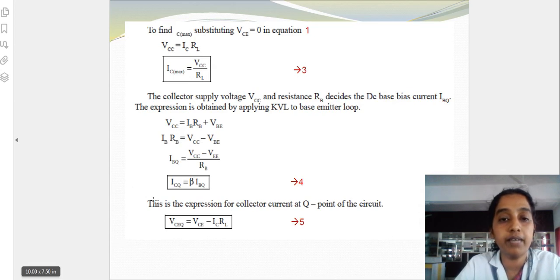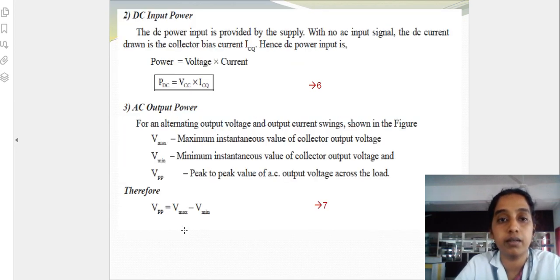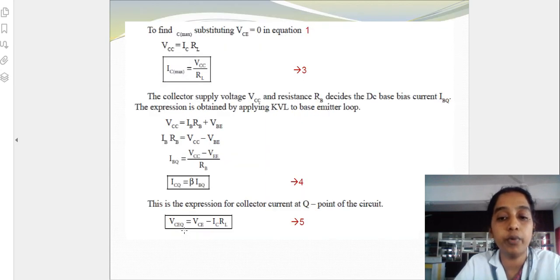Then writing KVL to the input circuit, VCC is equal to IB RB plus VBE. I can calculate my value of base current, and from base current IB, I can calculate the collector current, from which VCEQ. So if I know the ICQ value and VCEQ value, I can find the Q point on the DC load line. So we can calculate the Q point here.